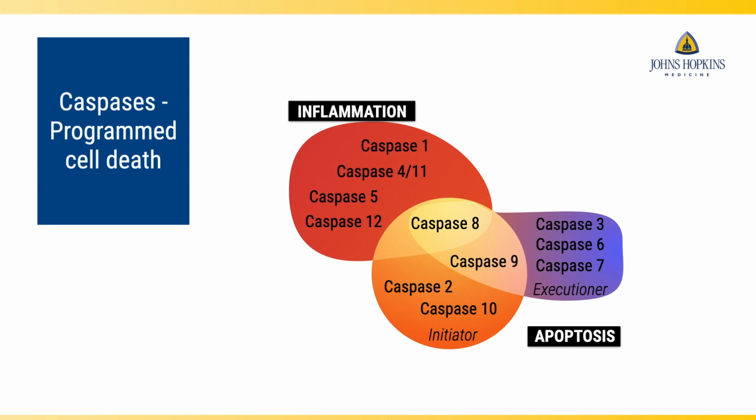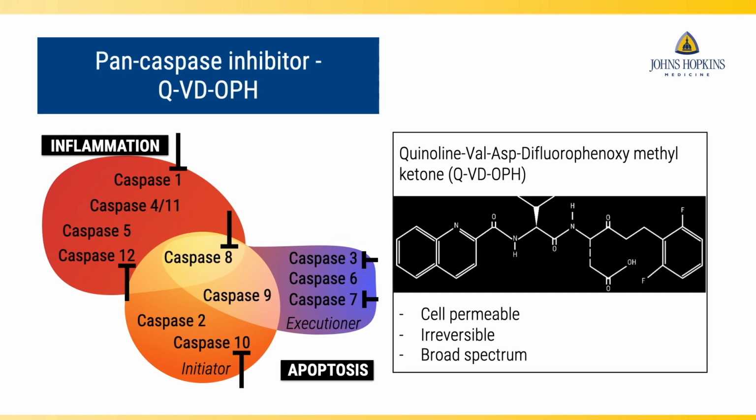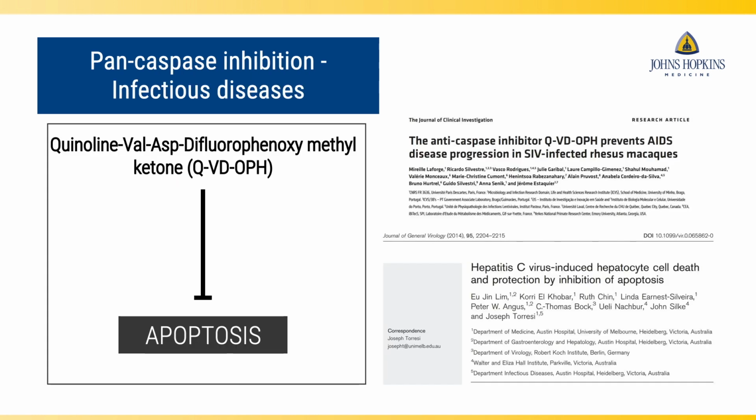Either in bacterial-induced apoptosis or the host-mounted inflammatory response, caspases are critical proteases in initiating and executing programmed cell death and secretion of inflammatory cytokines such as IL-1 beta. A small molecule ketone, Q-VD-OPH, is a pan-caspase inhibitor. With having a broad spectrum, it can irreversibly inhibit various caspases. And Q-VD-OPH has been used to inhibit viral infections such as SIV and HCV by inhibiting apoptotic signals. Therefore, we use this pan-caspase inhibitor to study its effect in bacterial skin infections.